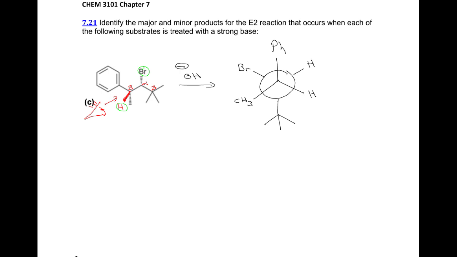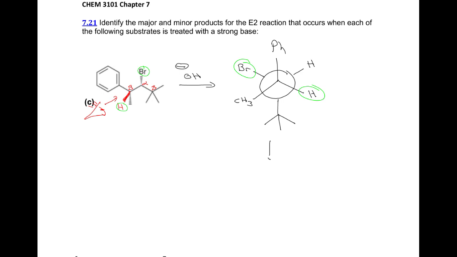So you can see that right away, the bromine and the hydrogen that are involved in the E2 mechanism are anti-periplanar to each other already in this conformation. Therefore, we don't have to adjust the Newman conformation in any way at all. So if I remove those two atoms and I form a double bond here, what I'm going to see is that the phenyl and the hydrogen should be on the same side of the double bond, and the methyl group and the tert-butyl group should be on the same side of the double bond.